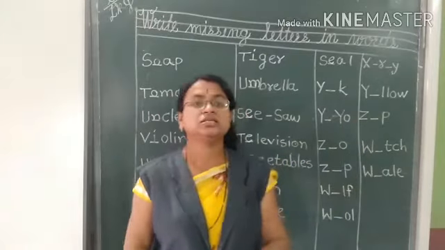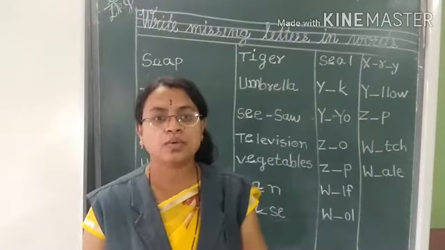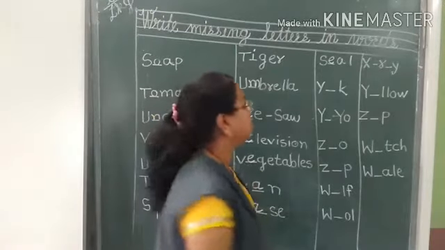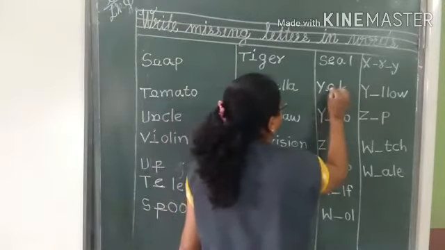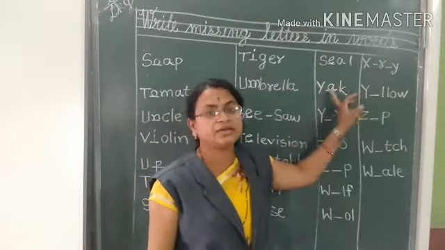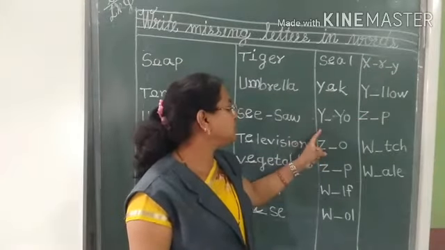Y-K. This is the spelling of yak. Y-A-K. Yak. Y-A-K. Yak. Which letter is missing? A letter. You write A letter. Y-A-K. Yak. Read the next words.